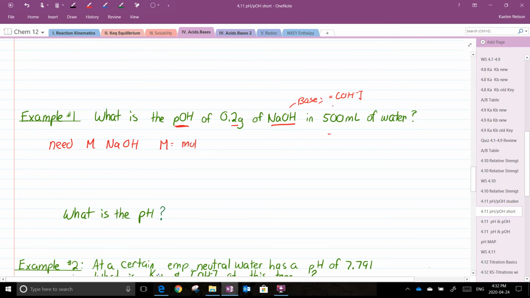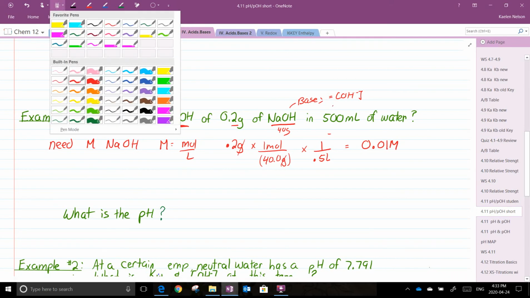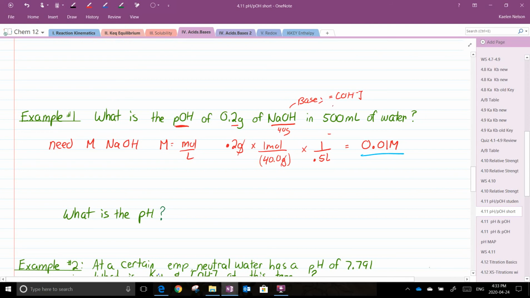Molarity is moles over liters. Okay, and I had 0.2 grams times 1 mole. The mass for NaOH is 40 grams. Use your periodic table, so 40.0 grams. That's my first step. That's grams to mole. And then divided by 0.5 liters. You could also do the 0.5 liter step at the beginning of the equation. So 0.01 molar is now my, sorry, not my pH, this is now my NaOH concentration.